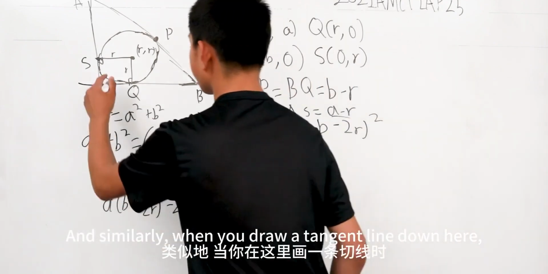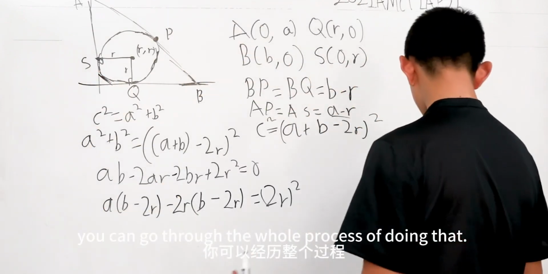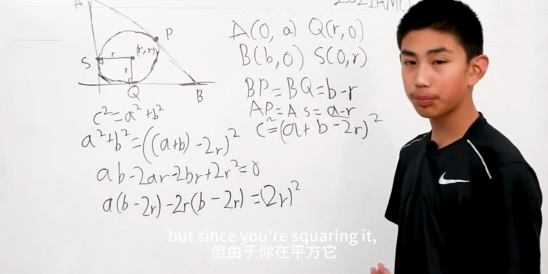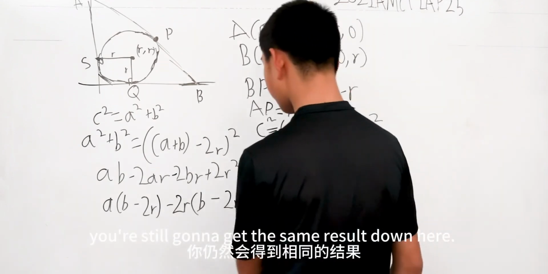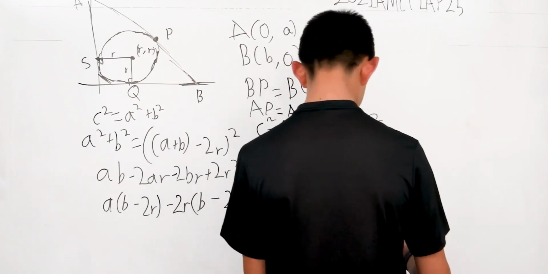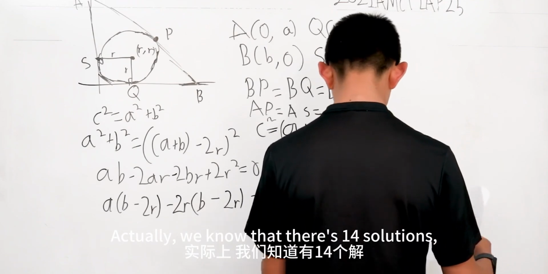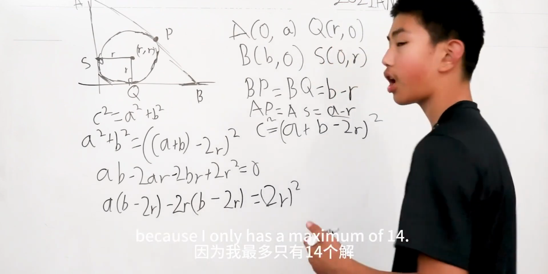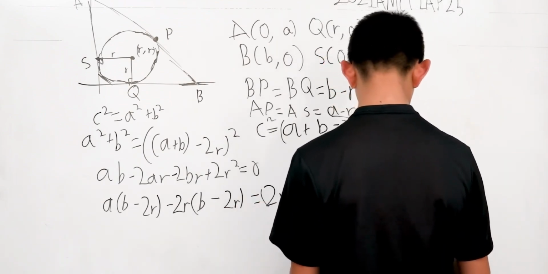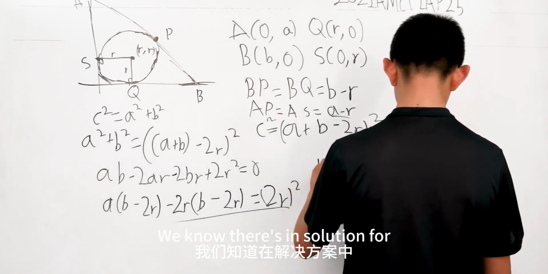And similarly, when you draw a tangent line down here, you can go through the whole process of doing that again, and it will be flipped, but since you're squaring it, you're still going to get the same result down here. We know that there's 14 solutions, because it only has a maximum of 14. Okay, so we have this, and we know there's 14 solutions.